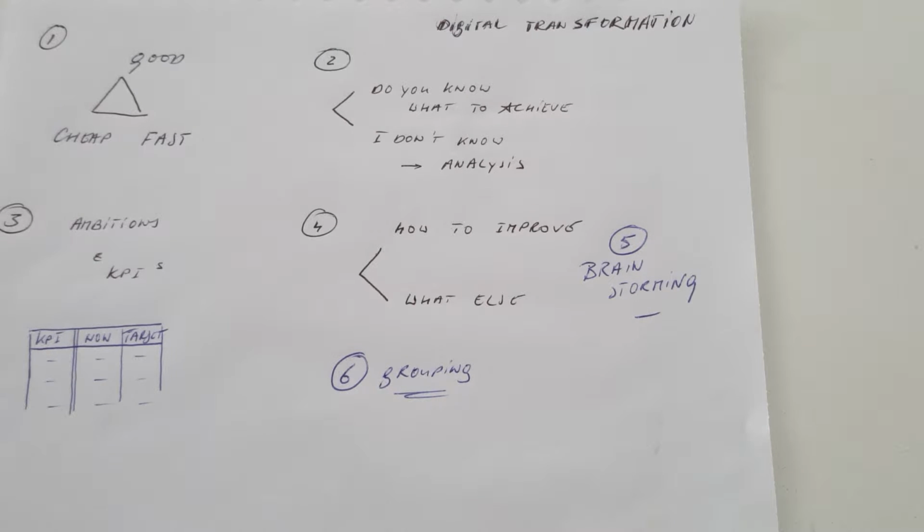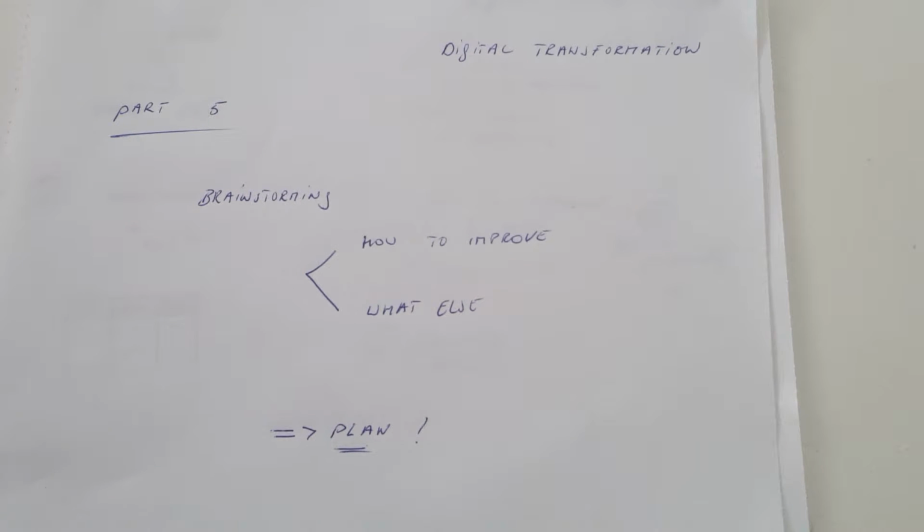So let's talk a little bit about grouping now. Last time we talked about brainstorming, how to improve, and what else. How to improve is basically taking your current business model for granted. What else is about what if we do something completely different.